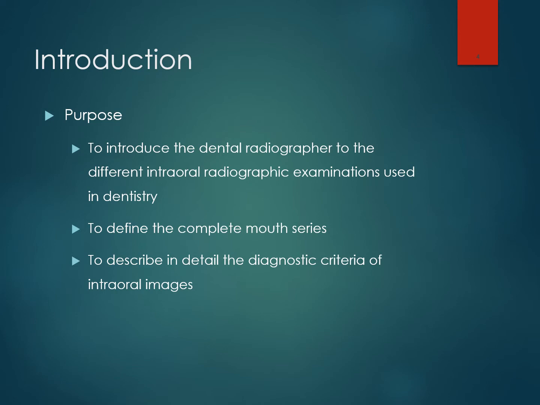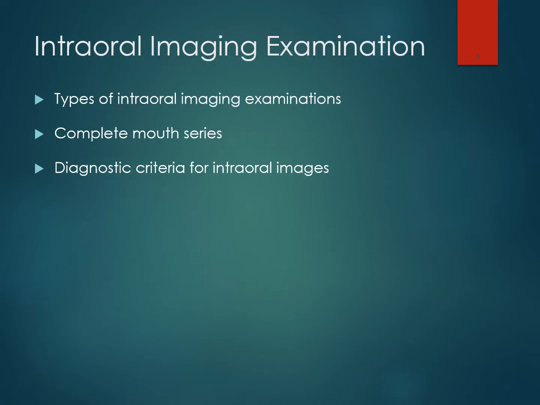We need to define that complete mouth series, which is also called a full mouth series or an FMX, and we need to describe in detail the diagnostic criteria of intraoral images. I know we've gone over density and contrast and things like that, but here we're going to be talking about what a good X-ray needs to look like. We're going to talk about the types of intraoral imaging examinations. There's three different types. We're going to talk about what makes up a complete mouth series, and then we're going to talk about that diagnostic criteria, the density, contrast, and such.